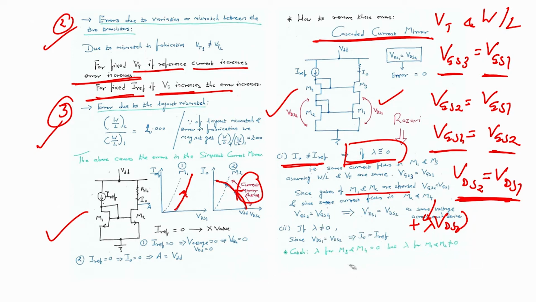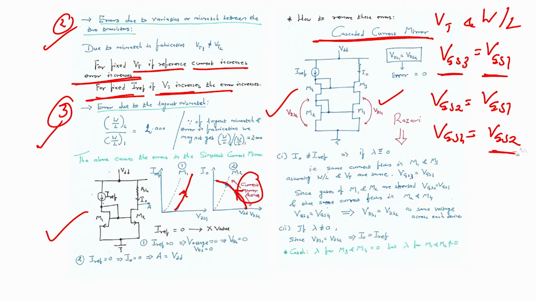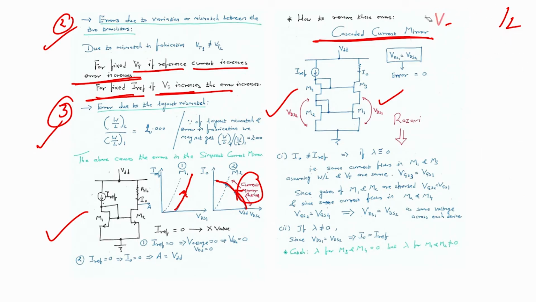So, if lambda is not equal to 0, in that case what will happen? In that case we will see here that VDS1 equals VDS2 implies IO equals I reference, right. But the catch is, lambda for M3 and M4 is 0, but for M1 and M2 is not equal to 0. So, if lambda is not equal to 0, then VDS1 equals VDS2 implies IO equals I reference.